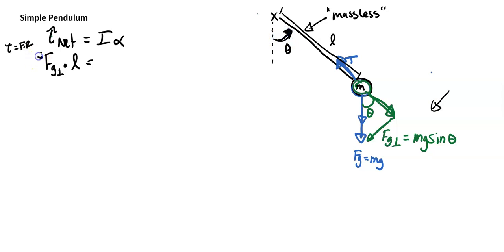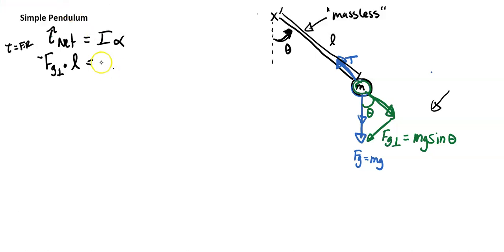So I'm going to make this torque negative. Those are going opposite direction. I is the moment of inertia. Let's see, what is I in this case? Actually, let's just wait till later to plug that in.